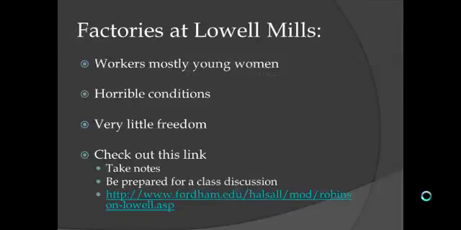The factories at Lowell Mills. This one was really important because it's the first really major factory in the United States, in Lowell Mills, Massachusetts. Most of the workers were young women. They worked in horrible conditions. They had very little freedom, and I want you to check out this link.